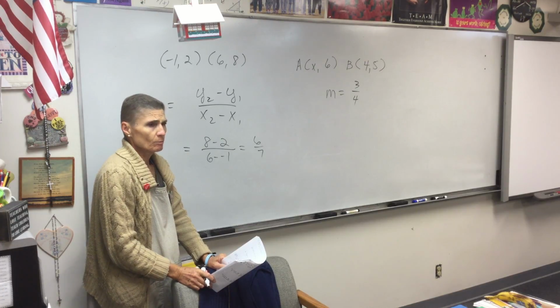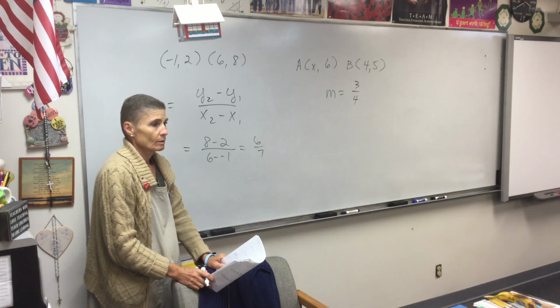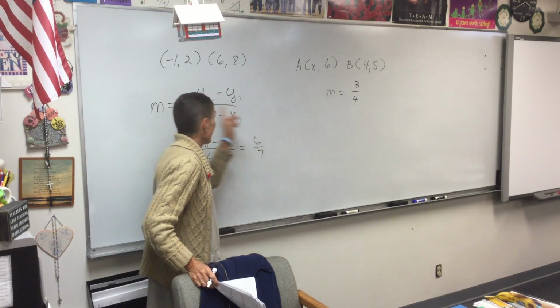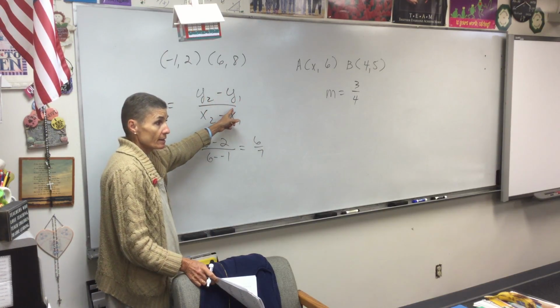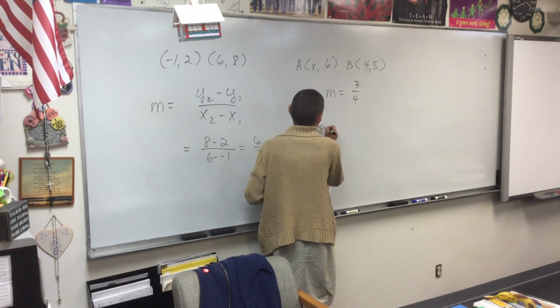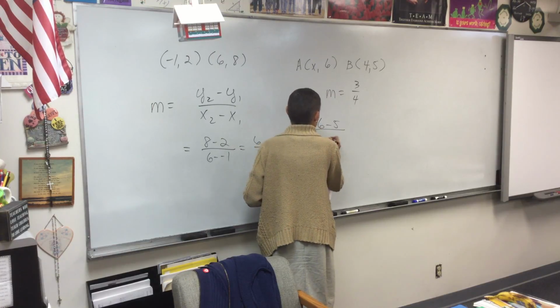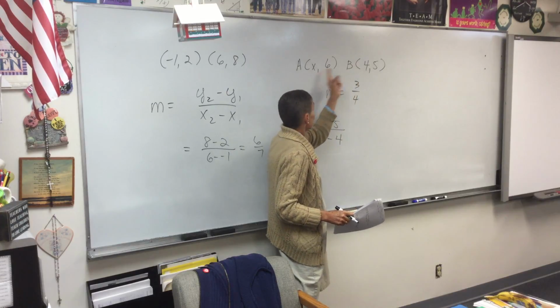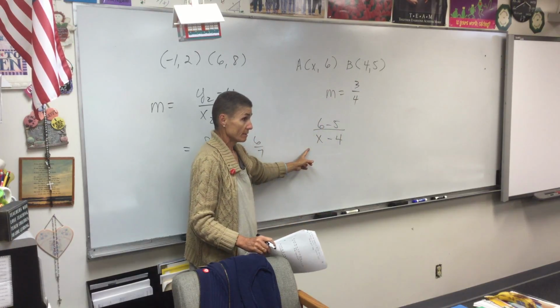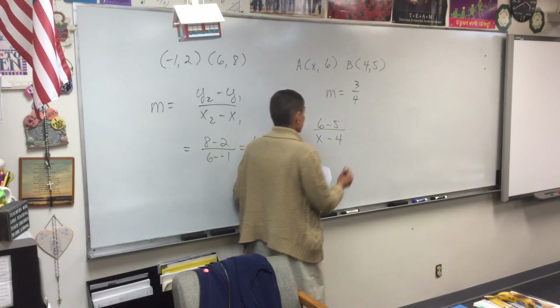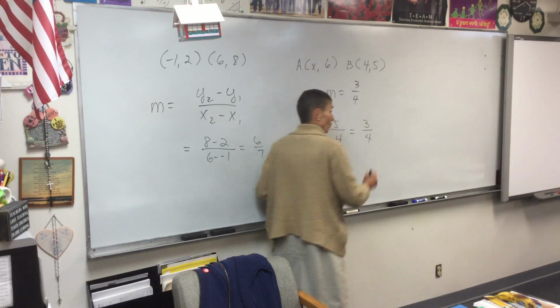All right, how do we find slope? Well, that's the slope intercept form of the line, but if all I want is the slope, the first part of that, just find the slope, I do y minus y over x minus x. So I'll do 6 minus 5 over x minus 4. Y minus y over x minus x. Is that okay? Now that's my slope. I know that my slope equals 3/4.